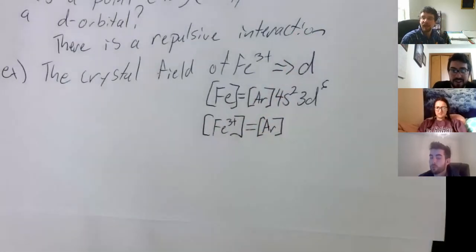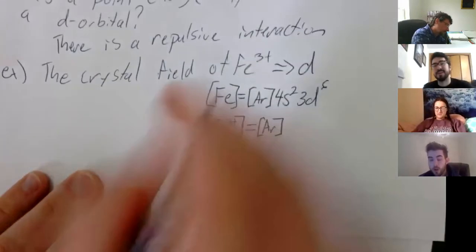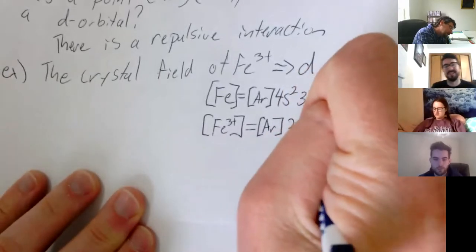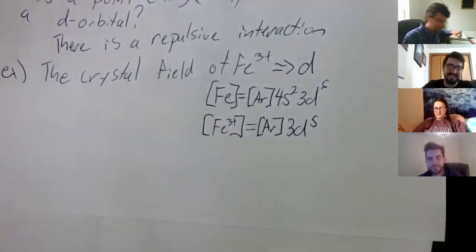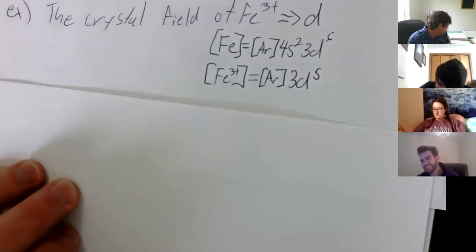Remember, what gets ionized first? Oh, wait, no, it's the s orbital. So s orbitals go first, so those guys are gone. It'll be 3d5. Oh, okay. I was so confused about the first example, but I didn't realize you were just drawing it for a regular ion. Yep, just a regular ion.